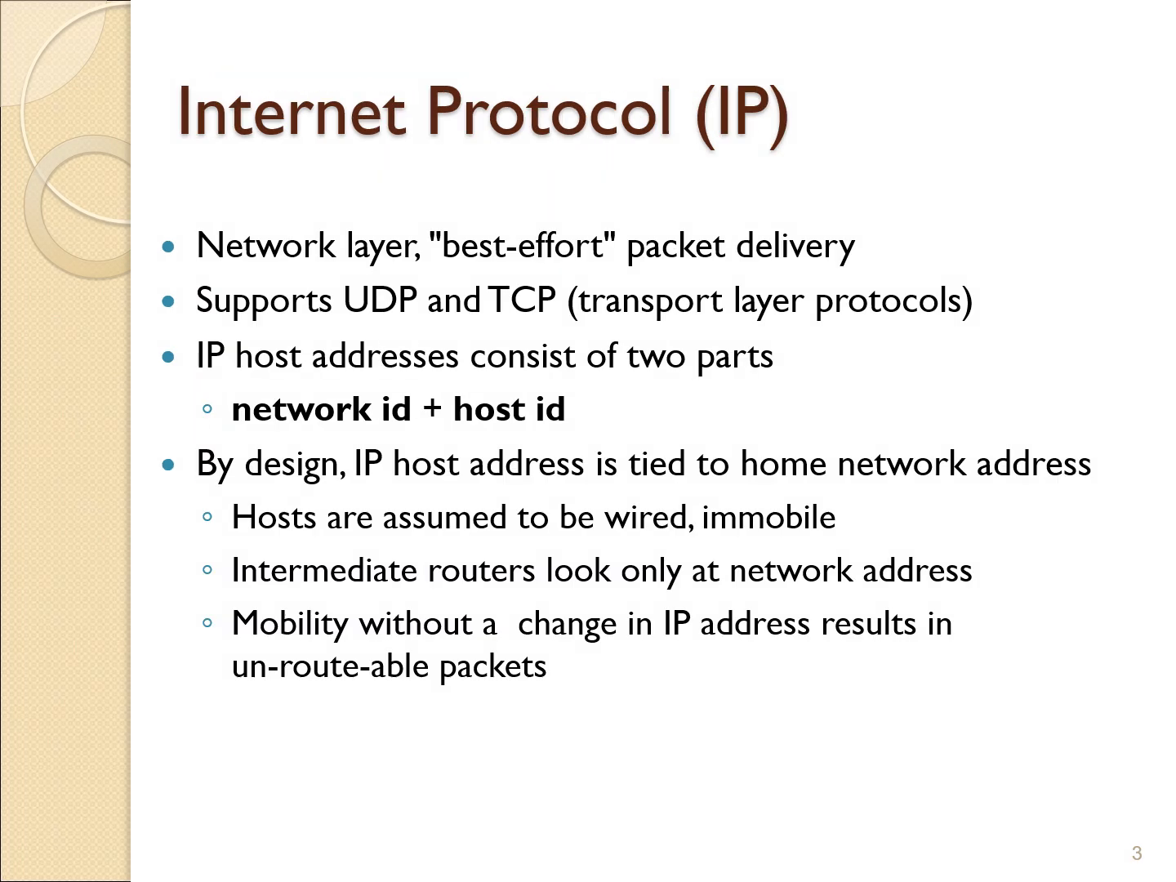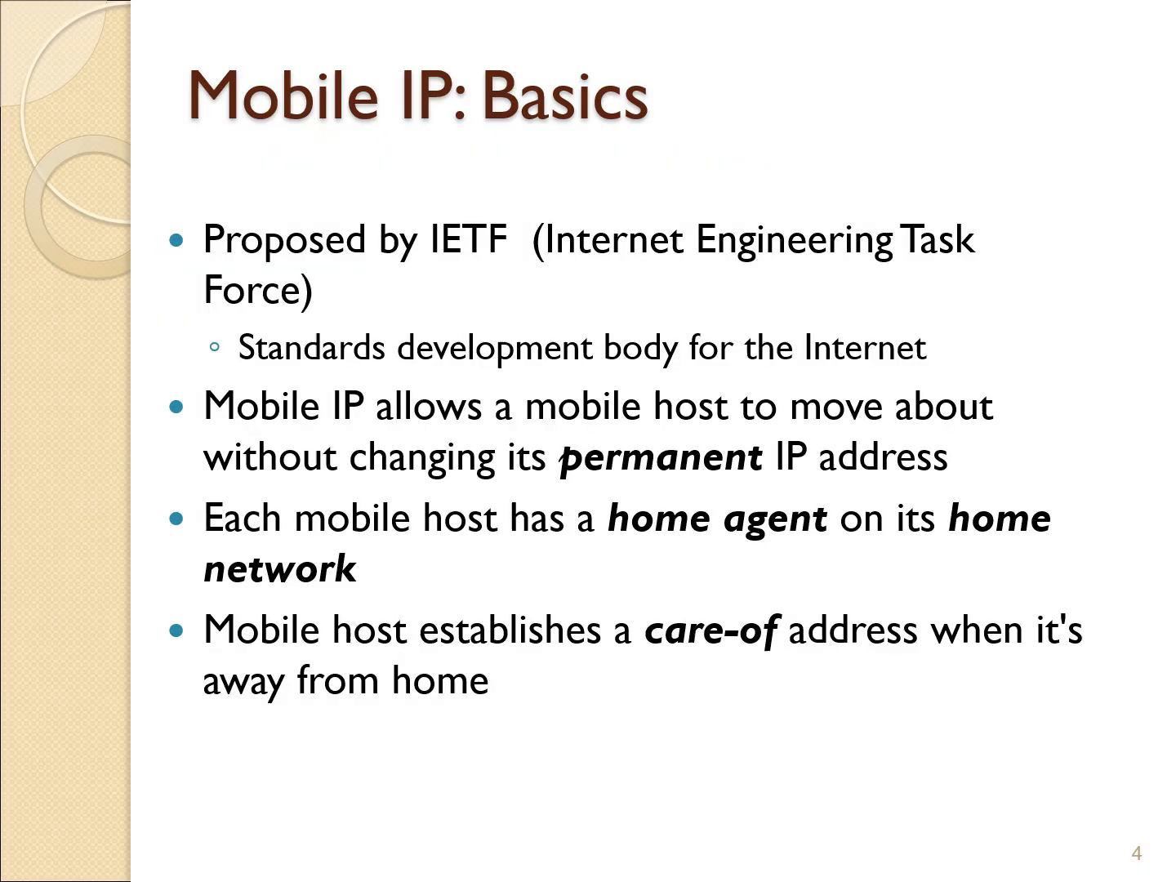Before going to mobile IP, we will discuss IP, which is Internet Protocol. This Internet Protocol is implemented in the network layer, which is a best effort packet delivery. UDP and TCP are the transport layer protocols which support this network layer. The IP host address consists of two parts: network ID and host ID. The intermediate routers look for this network ID, and the hosts are assumed to be wired or immobile. Mobility without changing the IP address is the motto of our mobile IP, which otherwise results in unroutable packets. So now we discuss this mobile IP.